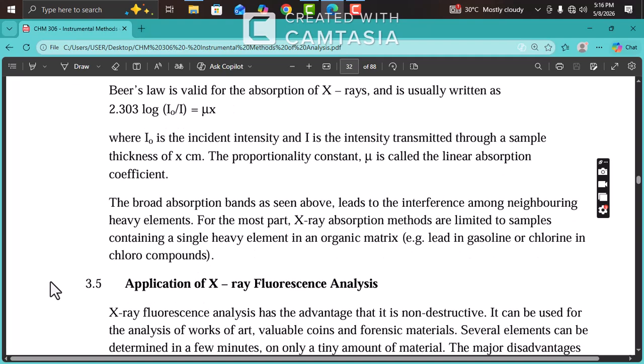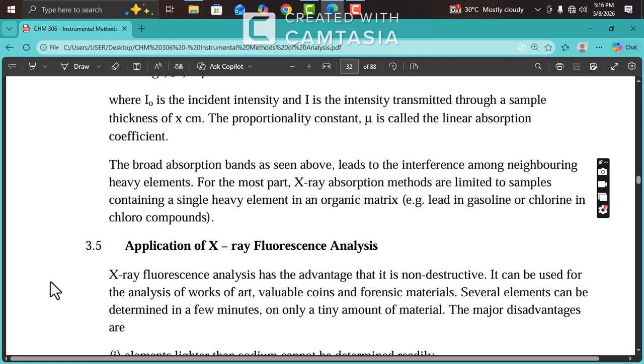Now, X-ray fluorescence. So X-ray fluorescence is another method still under the X-ray methods. And X-ray fluorescence spectroscopy is used for elemental analysis. It is a non-destructive method for elemental analysis. So you want to find out the elements present in a sample, like cement, for instance. This is commonly used in the cement industry.